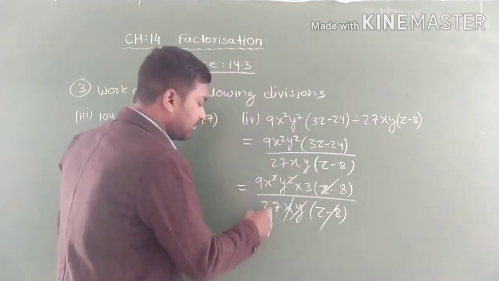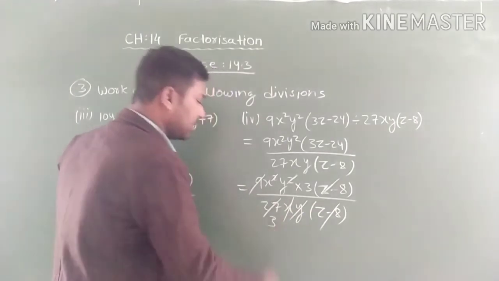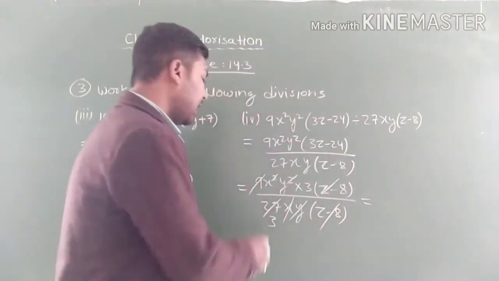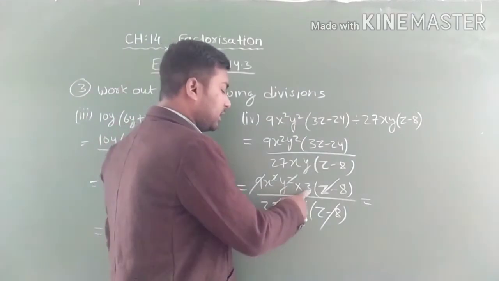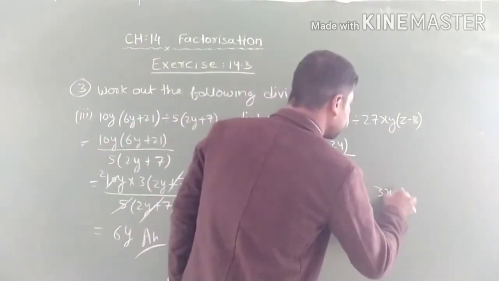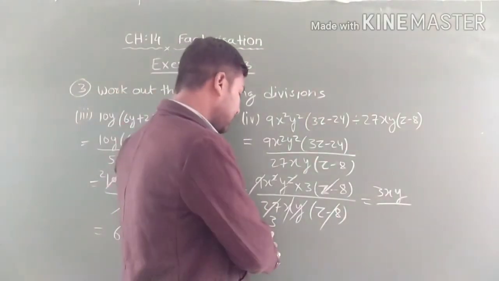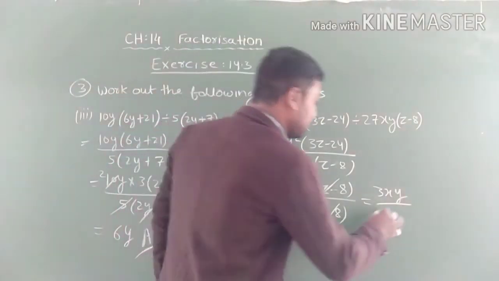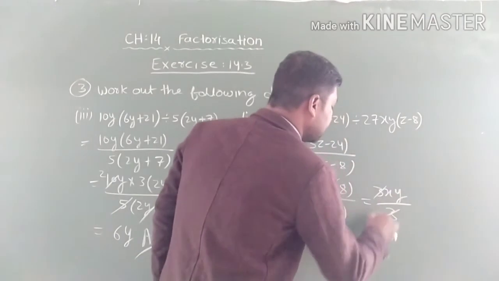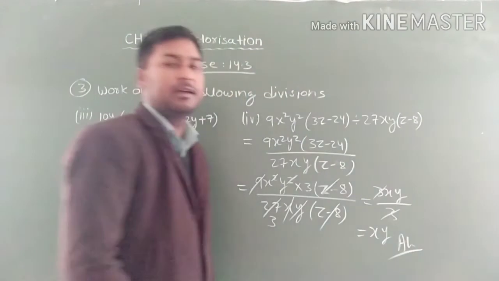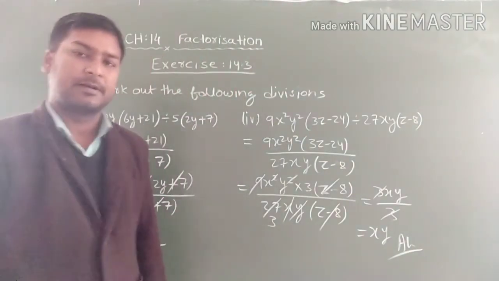9 and 27, so 9 threes are 27. So what is left? x into y into 3. So it will be 3xy divided by 3, only 3 is left. Now 3 and 3 cancel out, and xy is the answer. Okay, xy is the answer.